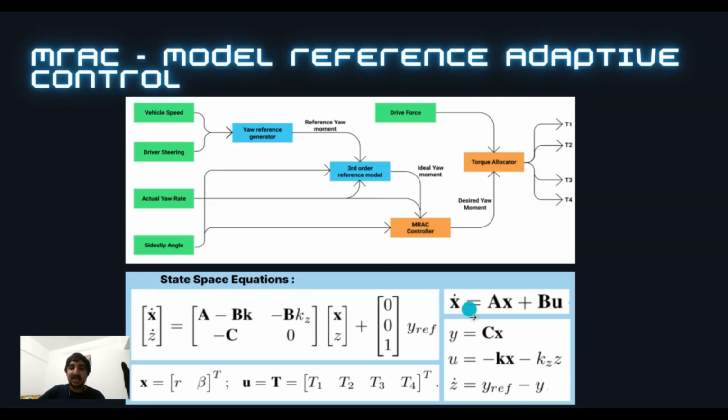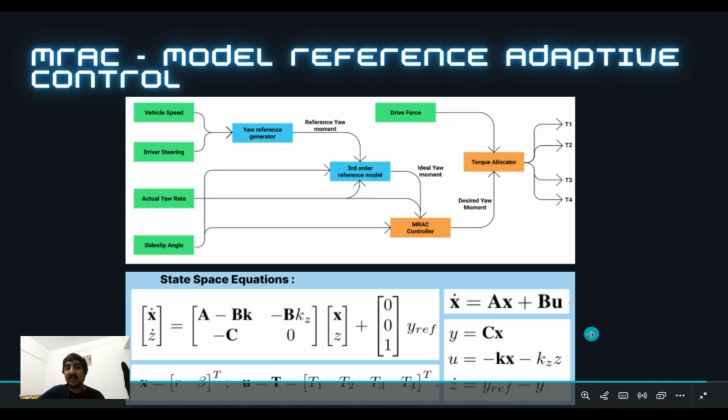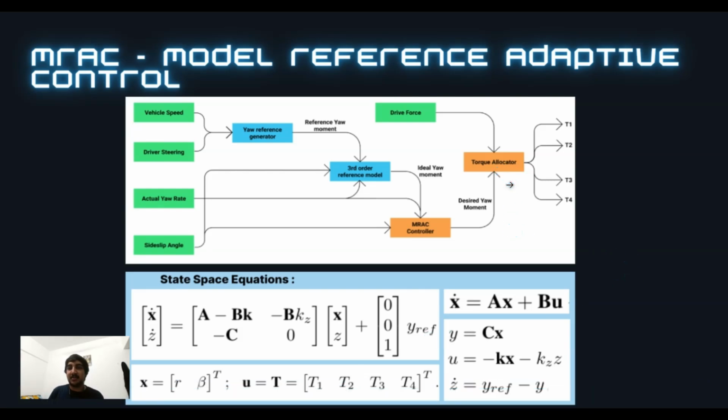So this dynamically changes the gains, which we can see here as K and Kz, where x represents the state space variables, the yaw rate and the side slip angle, and z is the integral of these errors. And the whole state space equation can be represented here. And so this goes to the torque allocator, which again can be a simple torque allocation, which I've seen before, or it could be something more complex, like optimizing something, like the energy or the power. And this then distributes four torques to the wheels.